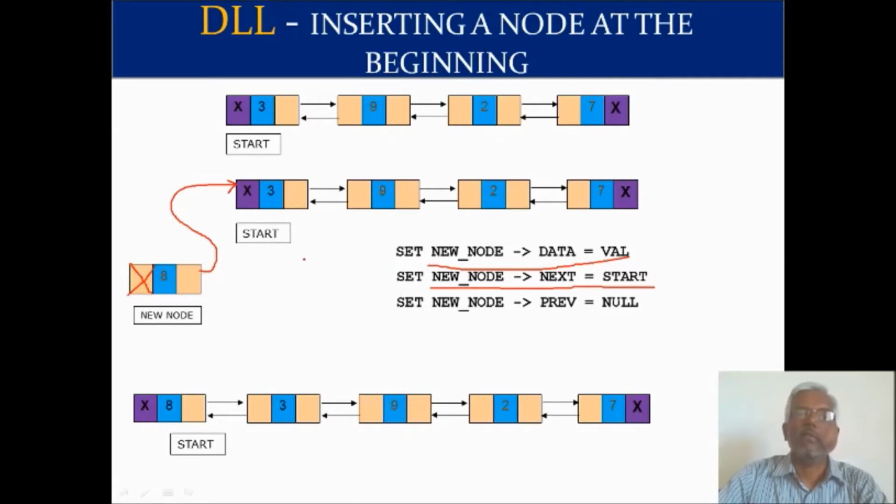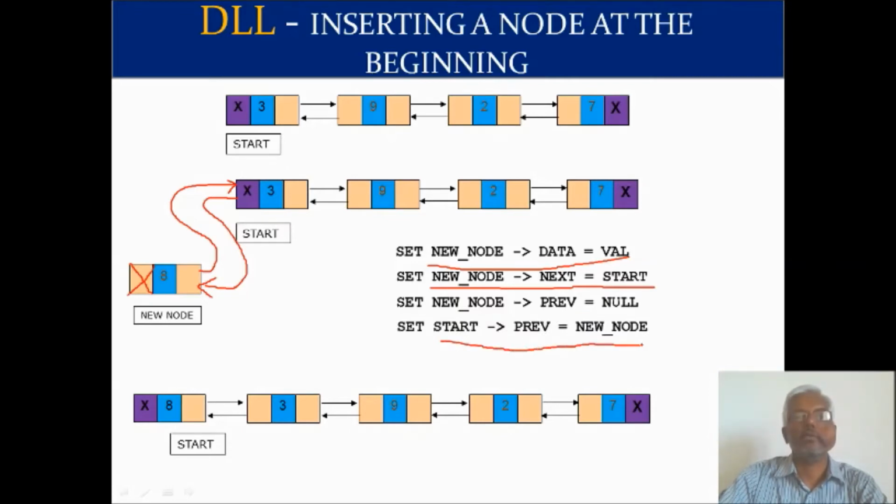Okay. What is the next thing? In the previous doubly linked list, the start node's previous pointer is null, but after we insert this new node, this node will act as the second node of the doubly linked list. So obviously the previous pointer of this start node should point to this new node. So what is the statement we can write for this? Start of previous is equal to new node.